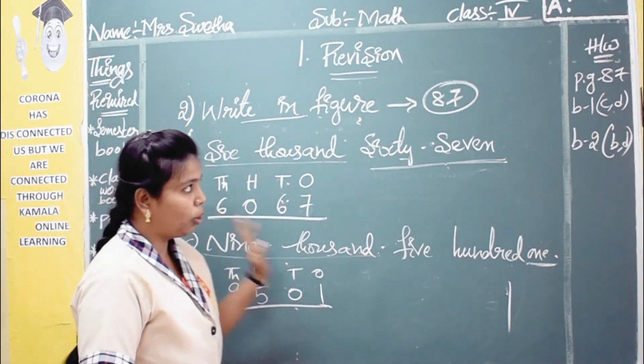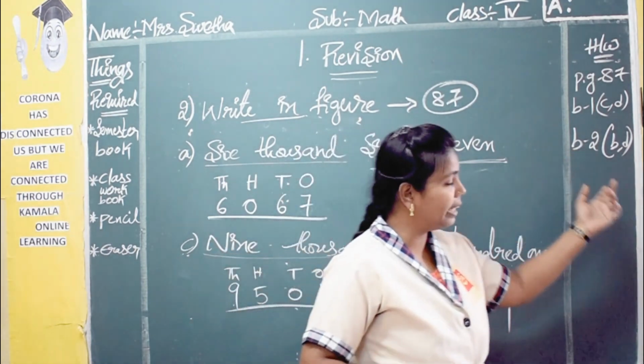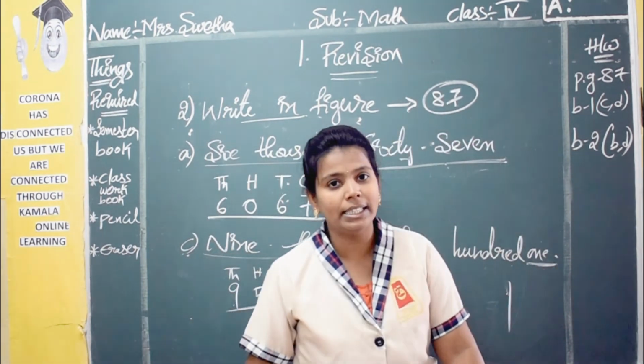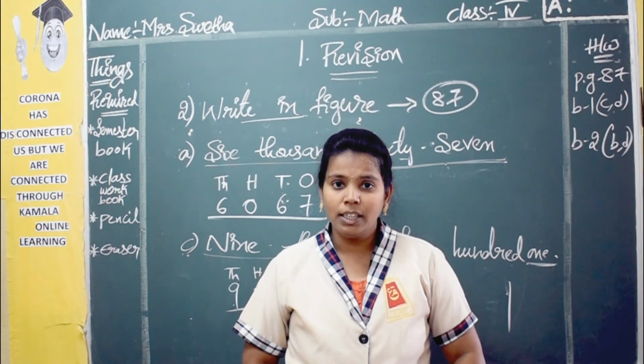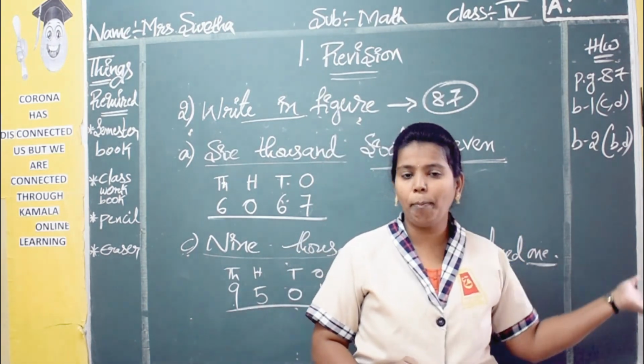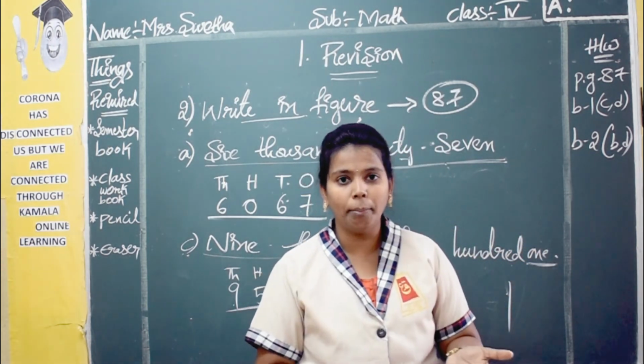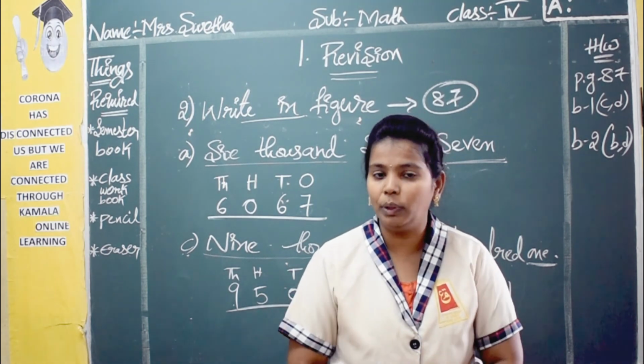Okay, so this is about your today's class. Homework is given. First bit and second bit are explained. So you do your homework and practice more problems of the same pattern. Okay, you will be perfect with these two problems.